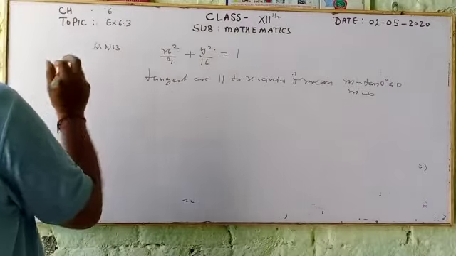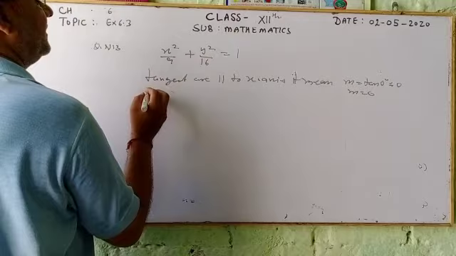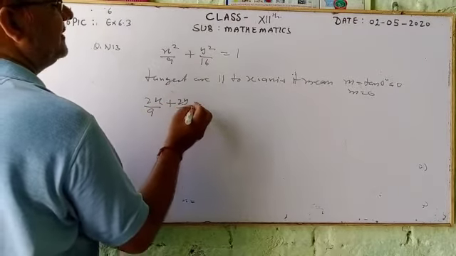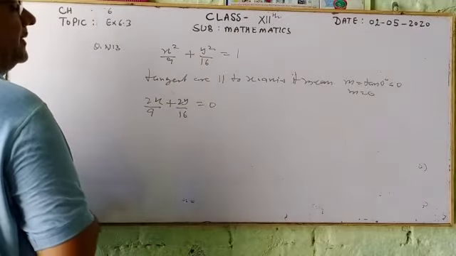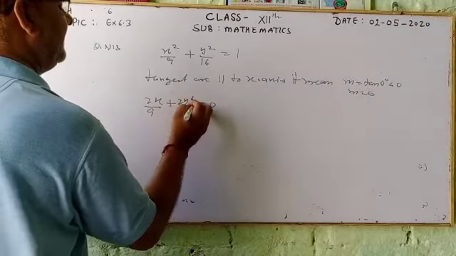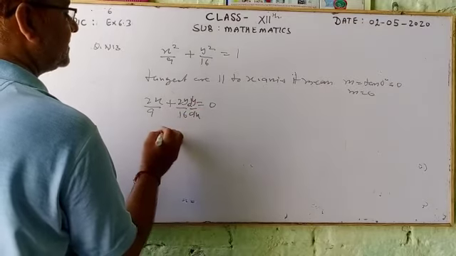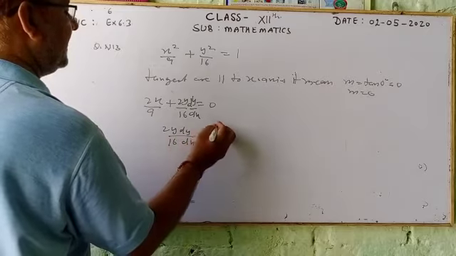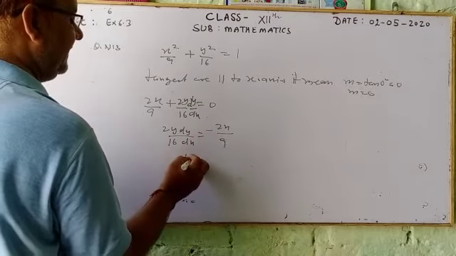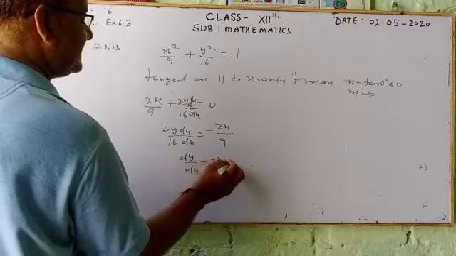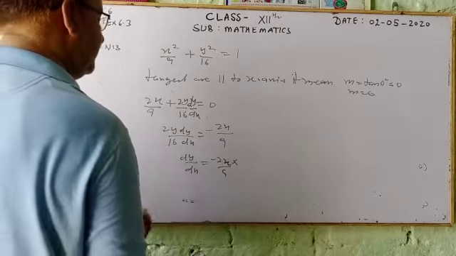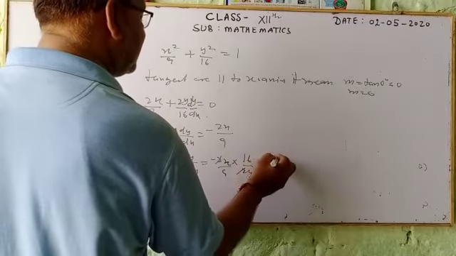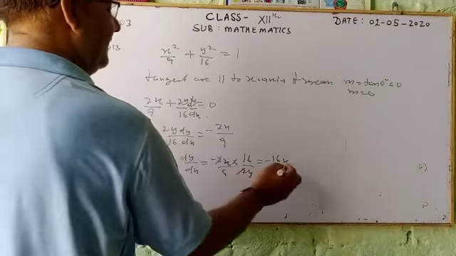Find the derivative with respect to x of equation 1, that is 2x upon 9 plus 2y upon 16 dy by dx equal to 0. We can write dy by dx: 2y dy by dx upon 16 equal to minus 2x upon 9, and dy by dx equal to minus 2x upon 9 into 16 upon 2y. So 2 cancels out, giving minus 16x upon 9y.